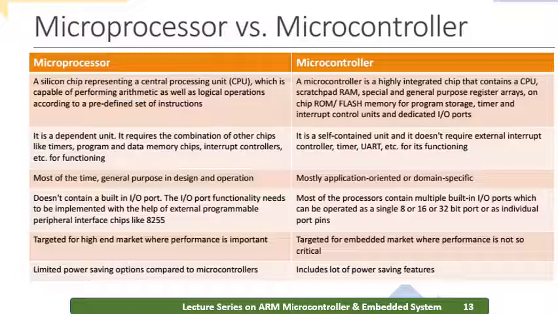In microprocessors we have limited power saving options compared to microcontrollers, and in the microcontroller we will have more power saving features. Okay, so this is the difference between a microprocessor and a microcontroller.